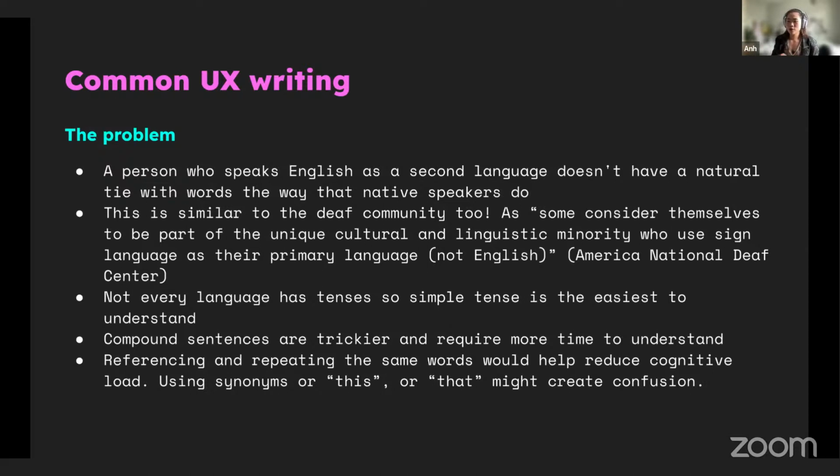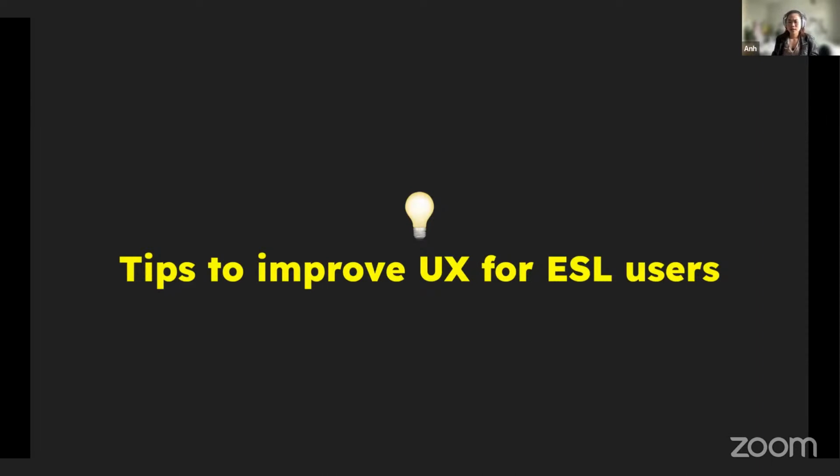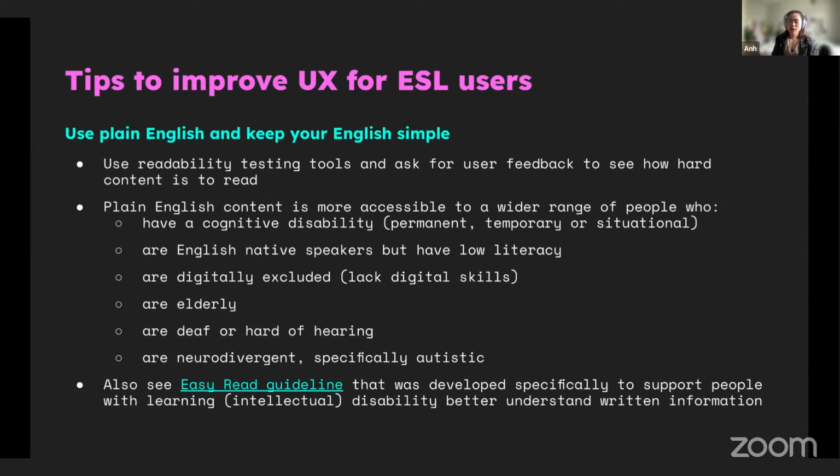And just referencing and repeating the same word would help reduce cognitive load. Using synonyms or something like this or that can create a lot of confusion in forms. So let's go through what you can do to improve. Use plain English and keep your English simple. You can use readability testing tools and also ask for user feedback.